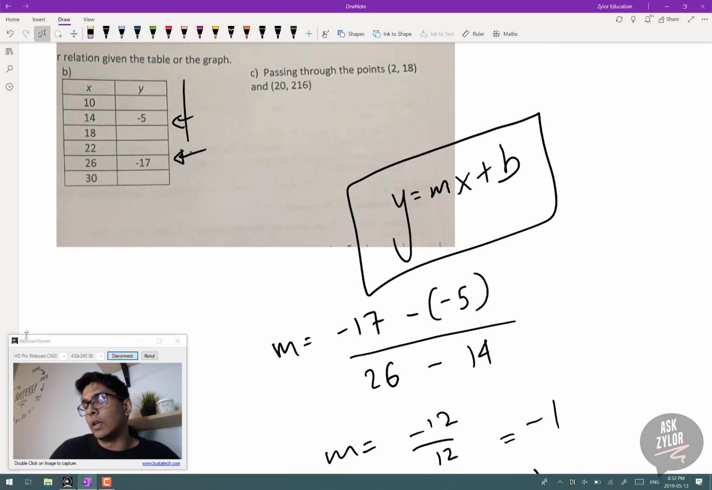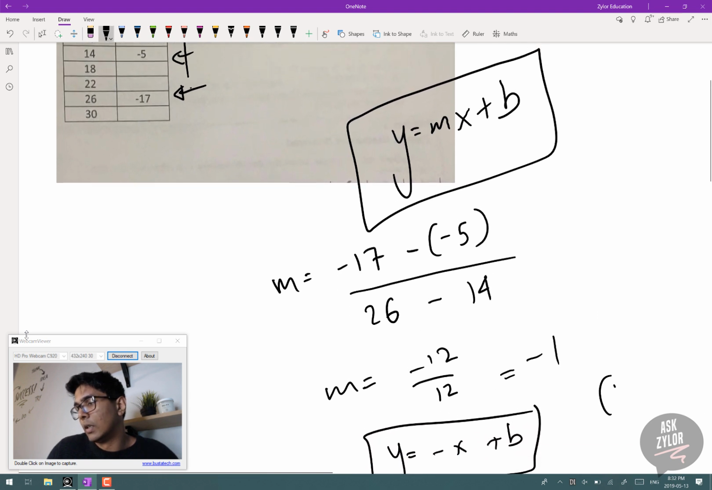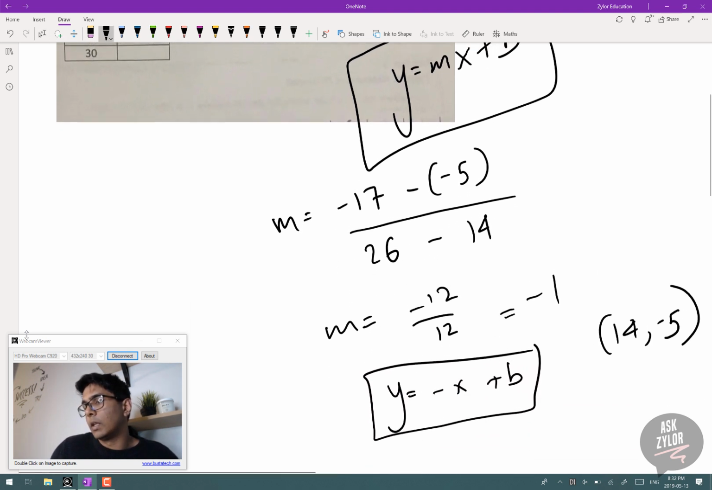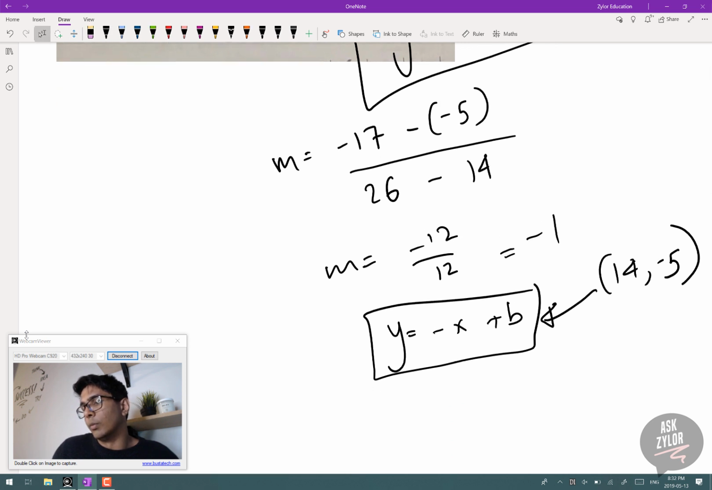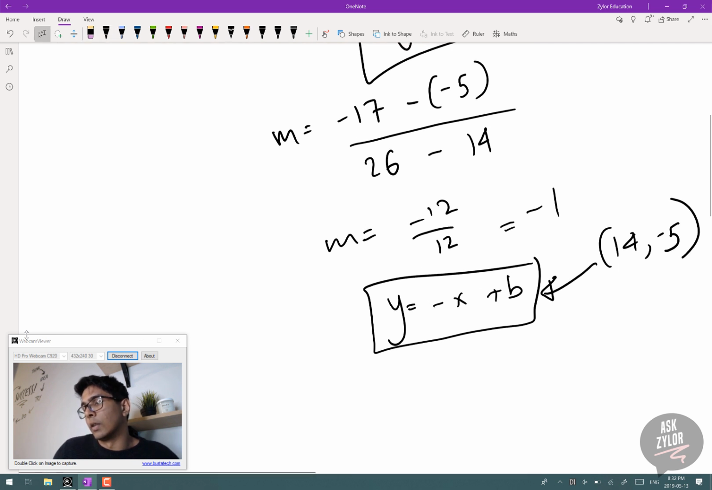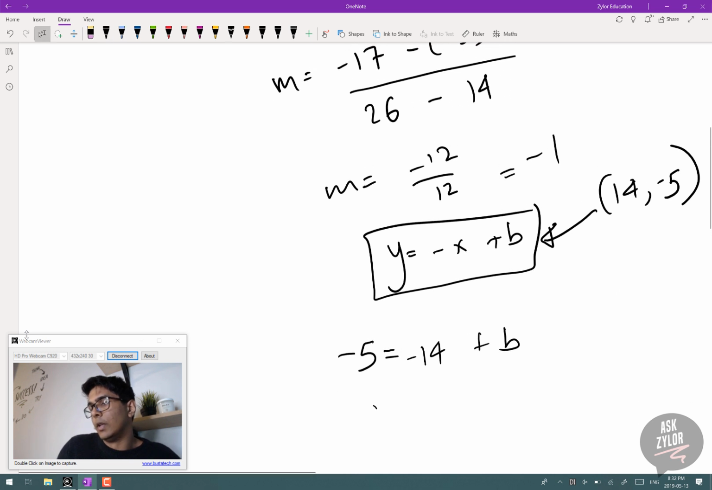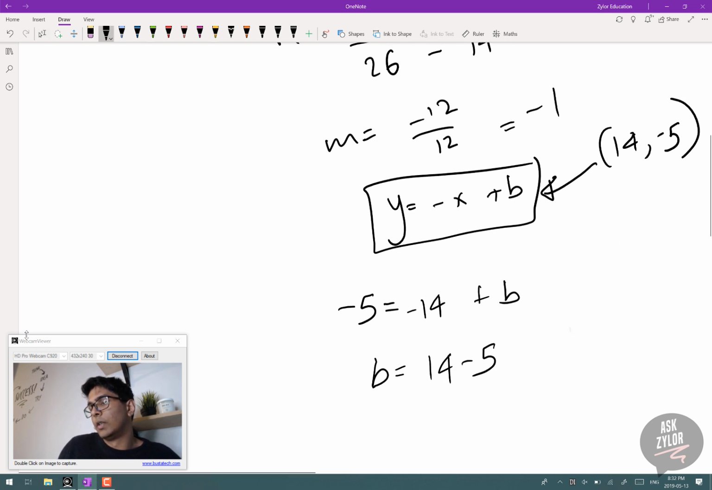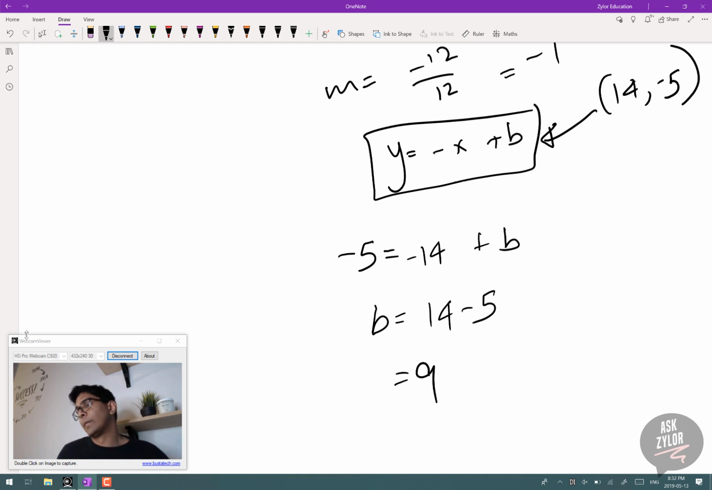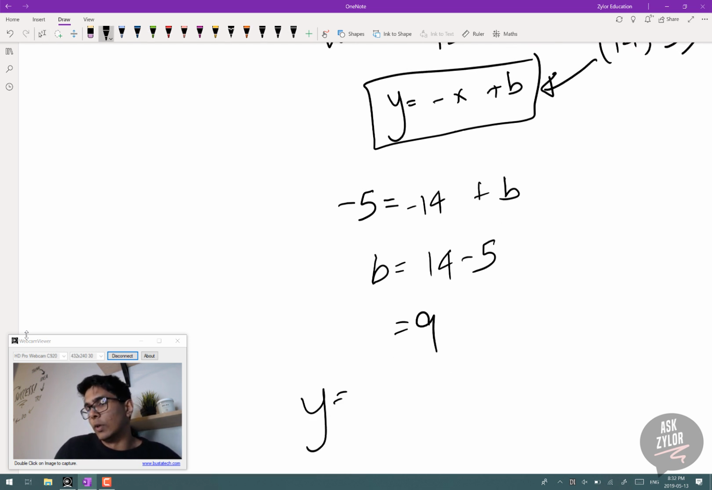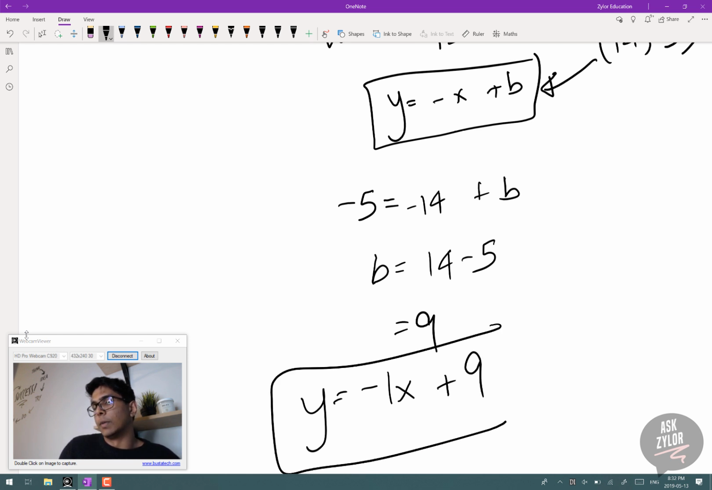So once again, I can use any of the 2 points. So I'm going to use 14 and negative 5. And I can plug them into this equation because I have 3 variables, y, x, and b. And I can use this point to substitute the y and x. So I can find the b. Right? So I'm substituting negative 5 is equal to negative 14, plus b. Right? So my b will be equal to 14 minus 5, which gives me 9. Right? So I found both parts of the equation in the slope y-intercept form. I found the slope to be negative 1, so that's times x, and my y-intercept to be 9, so I'll just add 9 at the end. So this is my equation for the line.